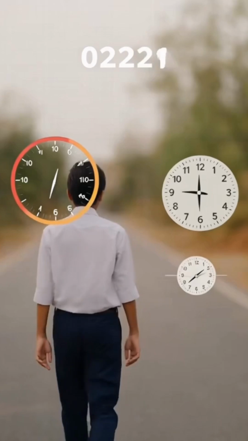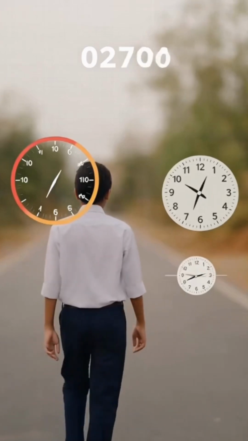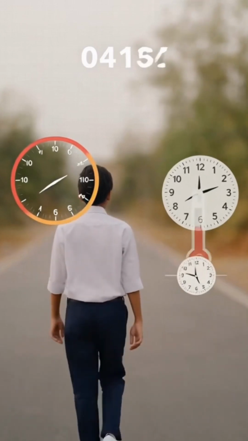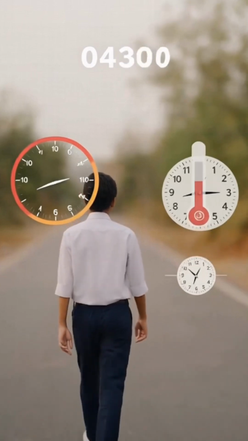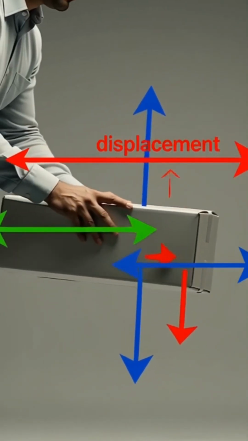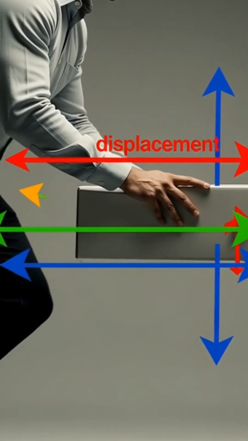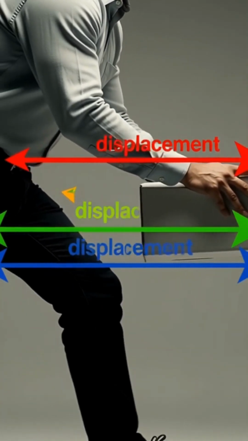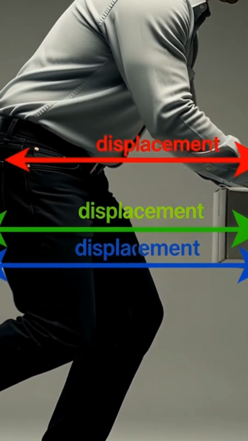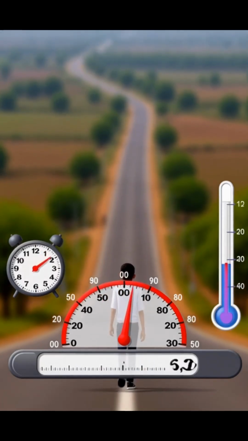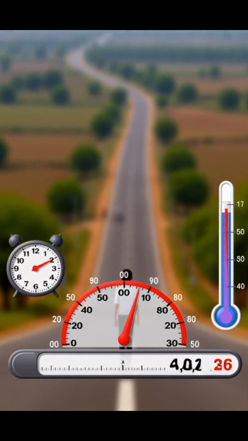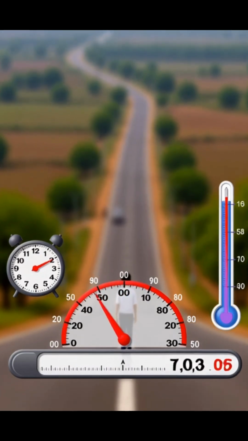Scalar quantities. A scalar quantity is a physical quantity which has only magnitude and no direction. Magnitude means how much of a quantity. Examples of scalar quantities are distance, speed, mass, time, temperature. For example, if a person walks 10 meters, we only care about how much distance was covered, not the direction. Hence, distance is a scalar quantity.